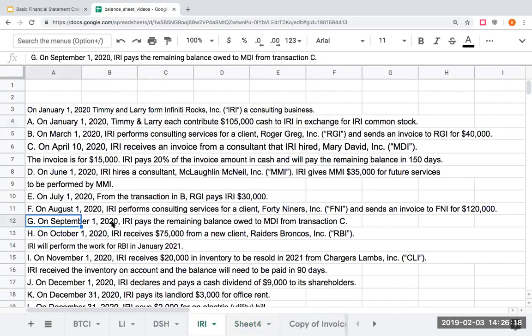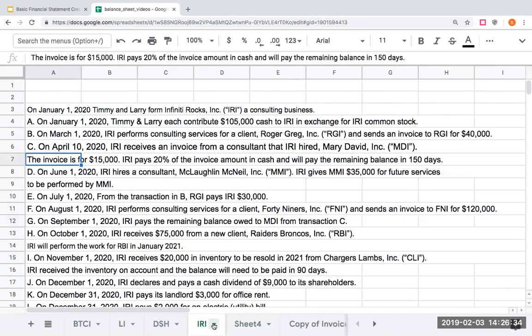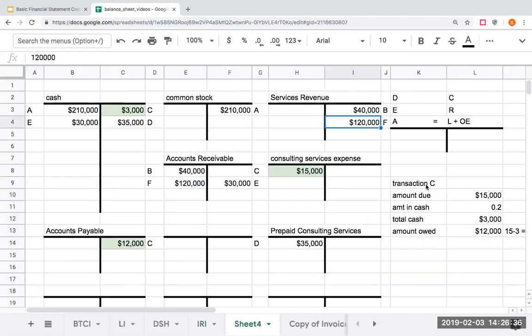Transaction G. IRI pays the remaining balance owed to MDI from transaction C. So we go back up here, we go to transaction C, and how much did we actually owe them? Okay, so if we go back to transaction C, I still owed them $12,000. So if I'm paying off the amount that's owed, I'm going to credit cash here for $12,000. And this is going to be letter G because my cash is going down.